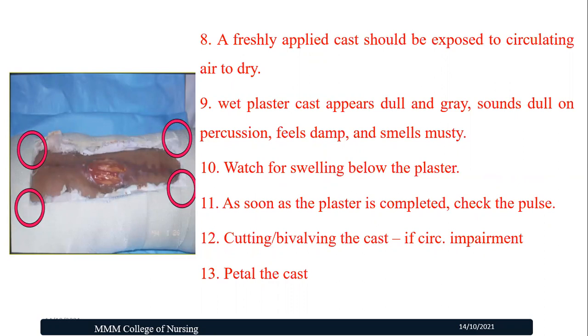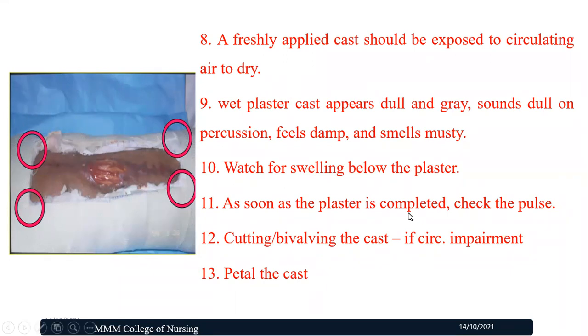Usually this freshly applied cast should be exposed to the circulating air to dry. Never use a dryer for drying the cast. Wet plaster cast appears dull and grey, sounds dull on percussion, feels damp and smells musty. Watch for swelling below the plaster cast. If there is any swelling, a windowing can be done over the cast, or the cast can be assessed. Do the neurovascular assessment if there is any swelling below the plaster.